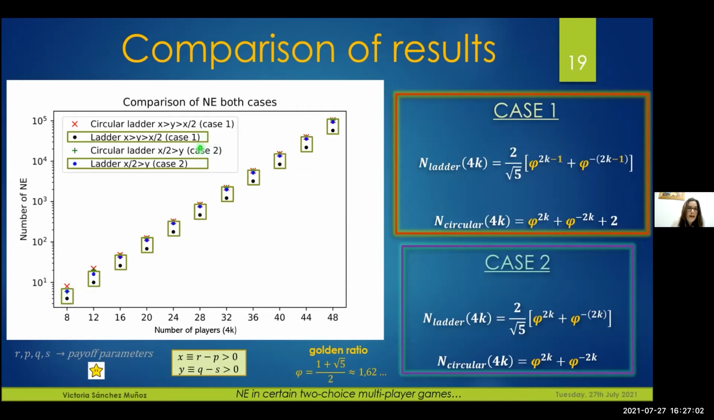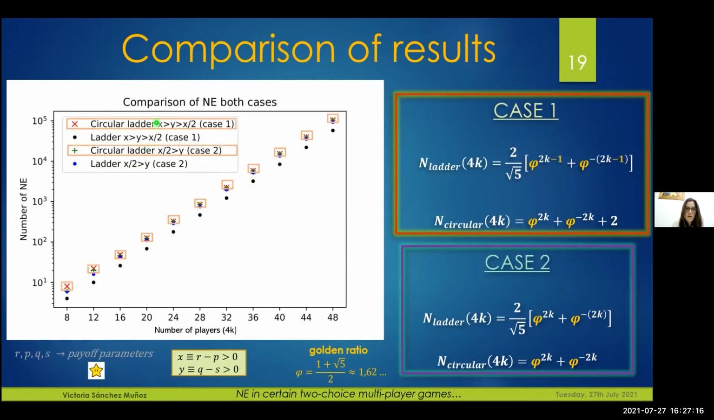And remember that the case was set by the relation between the payoff parameters. So the payoff parameters have some influence on the result. However, for the circular ladder, that is no longer true, because the number of solutions is basically the same regardless of the case. You can just check those 2 analytical expressions are basically the same. Okay, so those are our results.